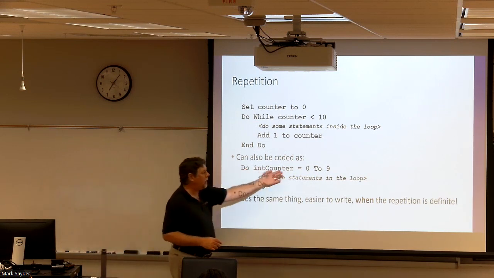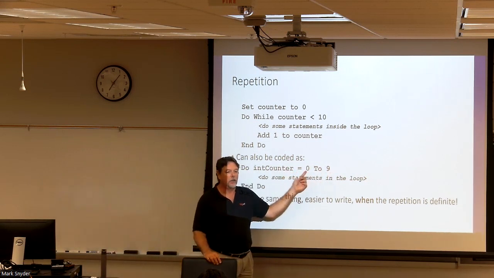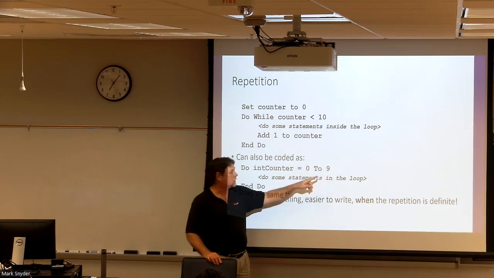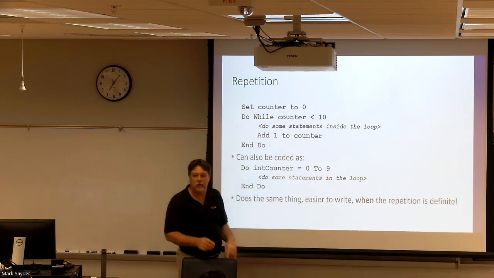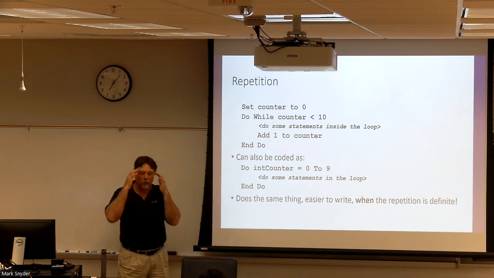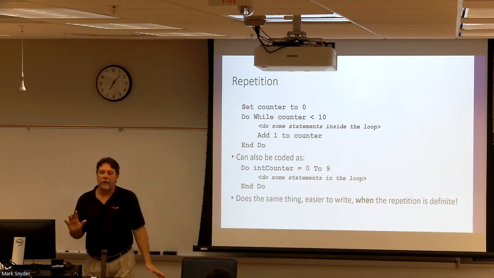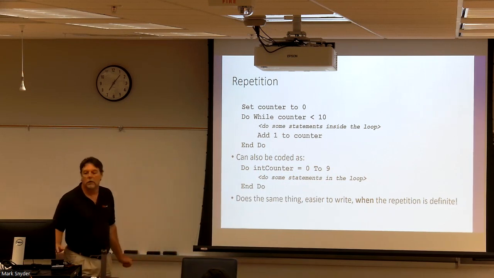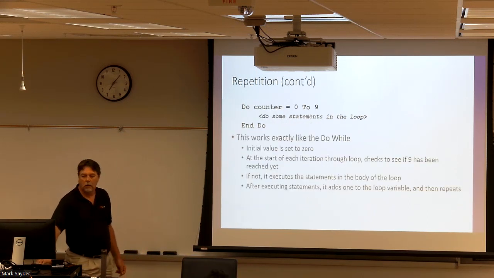And the great thing about this is we're being intentional. We know we're starting at 0, we're ending on 9. It's guaranteed to loop 10 times, and it's a lot easier. We don't have to do the math. We don't have to wrestle with ourselves. Do we have an off by 1 error? Okay? Fun stuff, huh? And this just says what I just said.